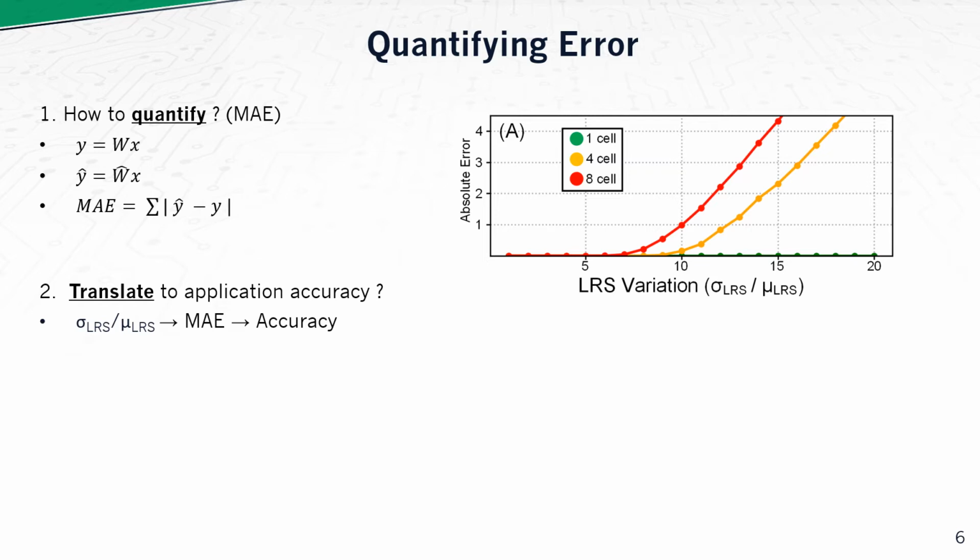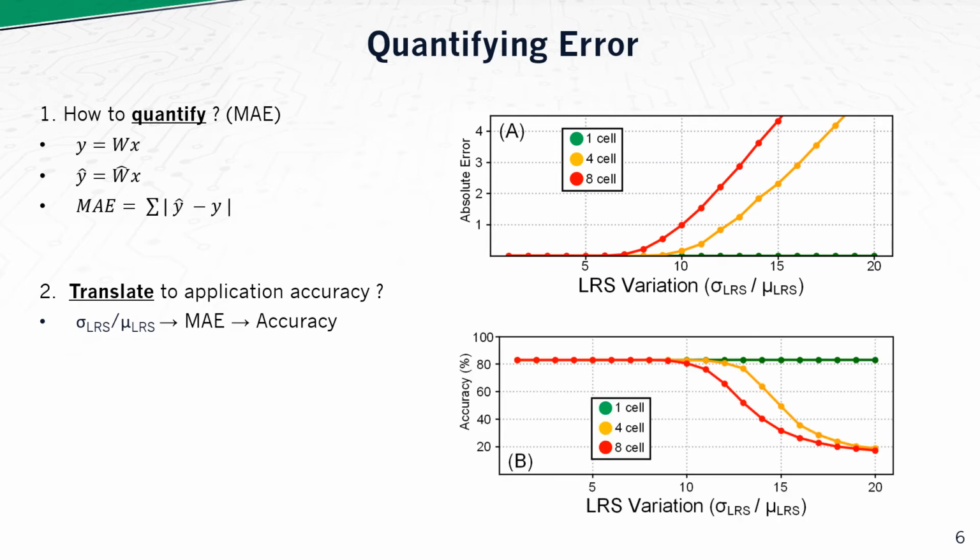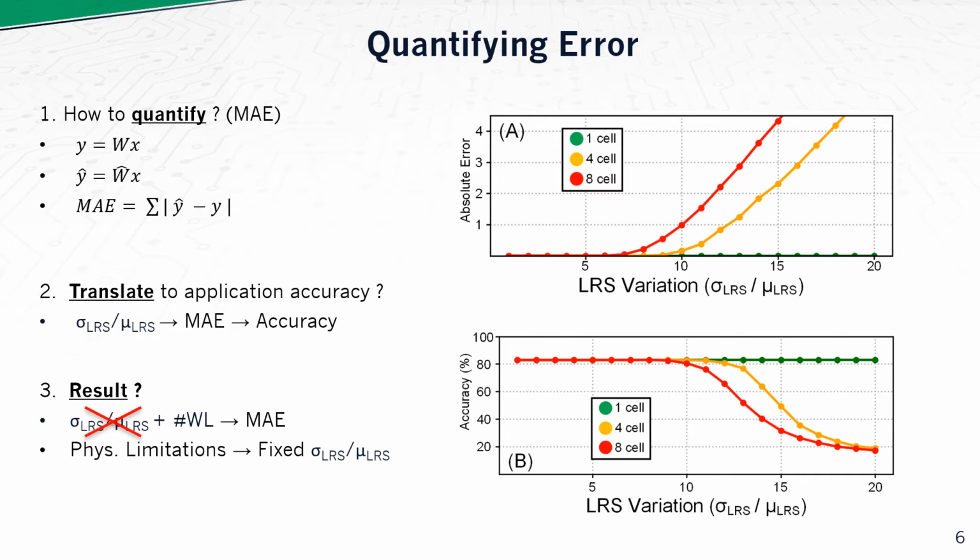For this example, we try 1, 4, and 8 parallel word lines and sweep between 0 and 20% LRS variation. We find that either increasing LRS variation or the number of parallel word lines results in increased mean absolute error and decreased classification accuracy. So if we know how variation impacts computational error and application accuracy, and we cannot reduce device variation because of physical limitations, then we should reduce the number of word lines we read in parallel, but this will unfortunately compromise performance since we read fewer word lines in parallel.